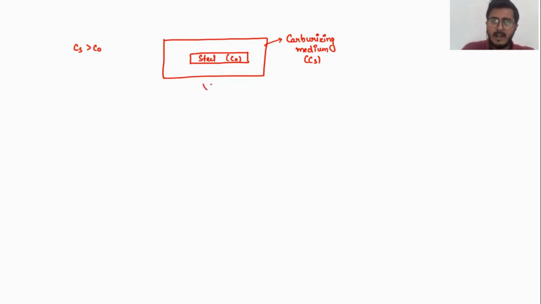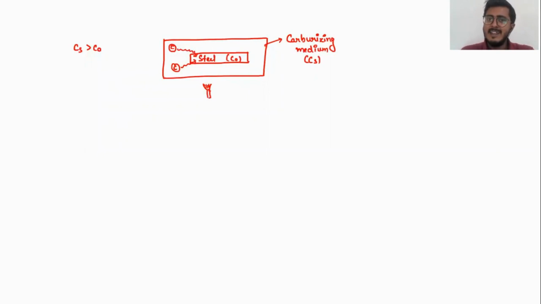Basically, if I provide heat to this system, the temperature of the system is going to increase, right? So what will happen? There is a difference of concentration that is created between your carburizing medium and the steel, right? And why is that so? Because of the difference in the concentration of carbon in the two mediums. So the carbon from your carburizing medium will start diffusing from all the different directions.